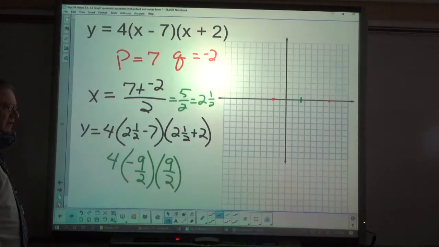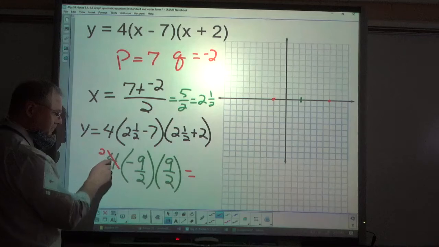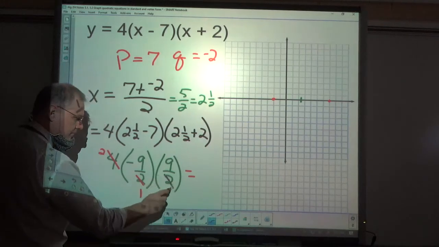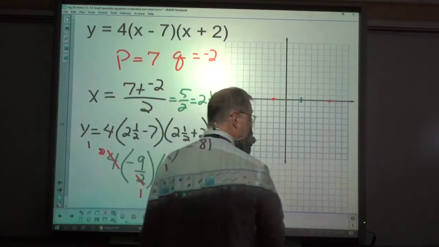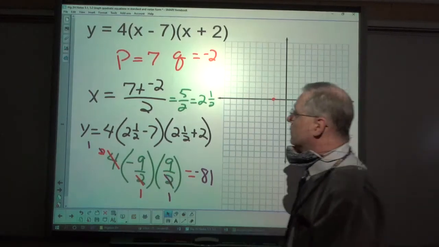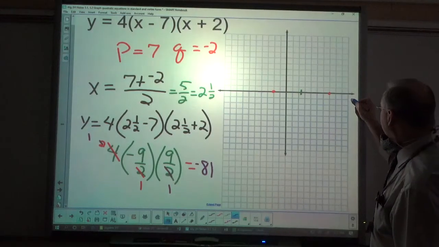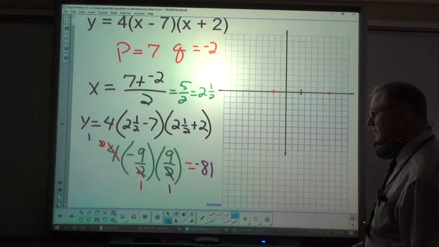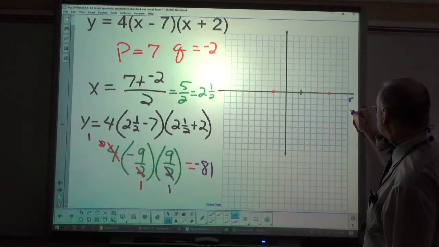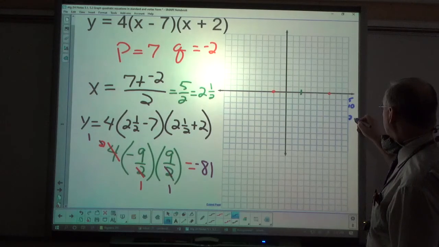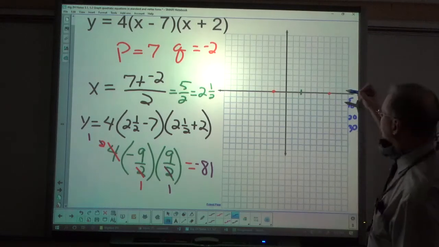And look at this. Oh my goodness. The 4 is going to reduce with both of these. And that just leaves me with -81. Wow. My vertex is going to be tremendously low. In fact, I'm going to have to scale it. For every number here, to get 81, I'm going to have to go by 5s. 20, 30, like that. And the rest of it, I'm going to have to go by 1s.